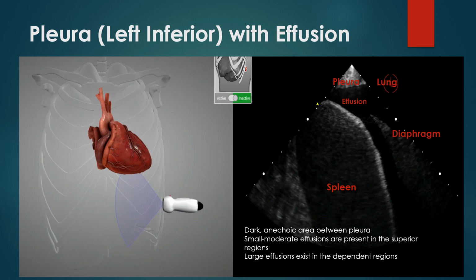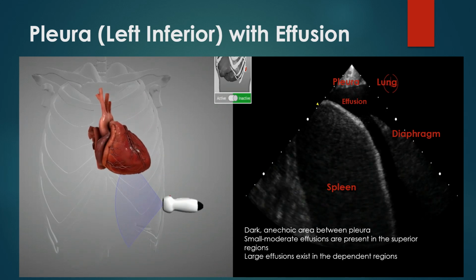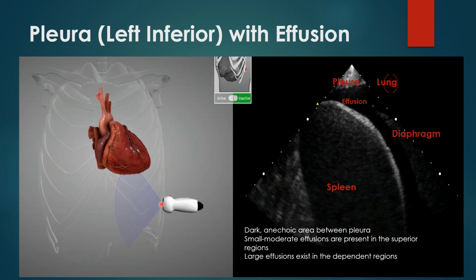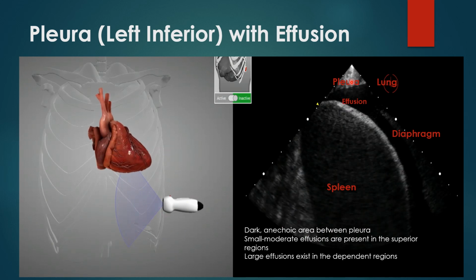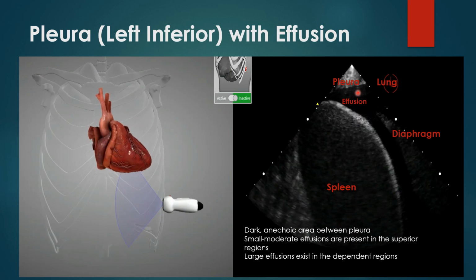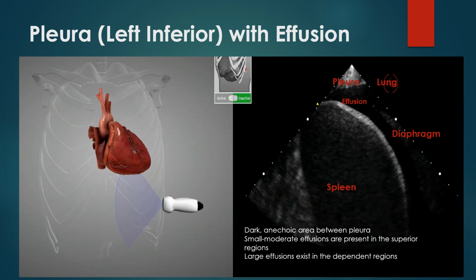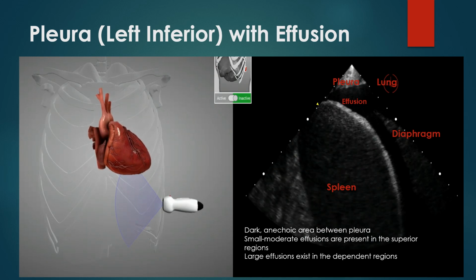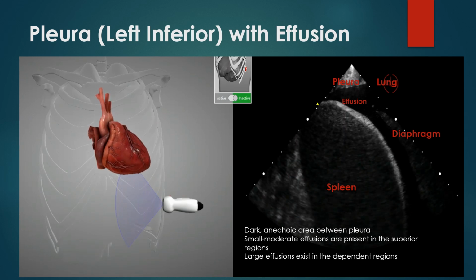So this is a left pleural scan in position 4, and you see you've got the probe on the left side, you've got the spleen, the pleura, and the diaphragm, but you also have this anechoic region here, and you've basically got some fluid there that is probably leading to a little bit of low oxygen saturation, shortness of breath, hypoxemia, this and that. And typically you're going to have these in the more dependent regions when you're scanning.